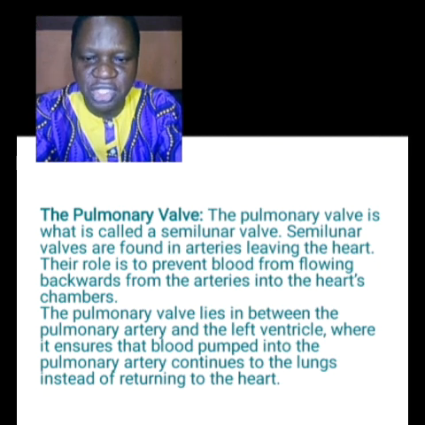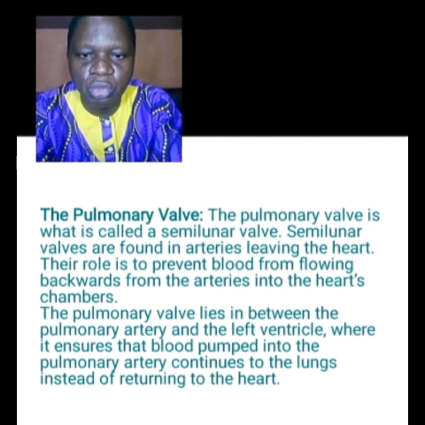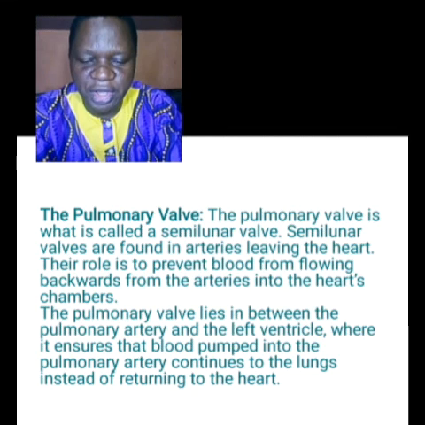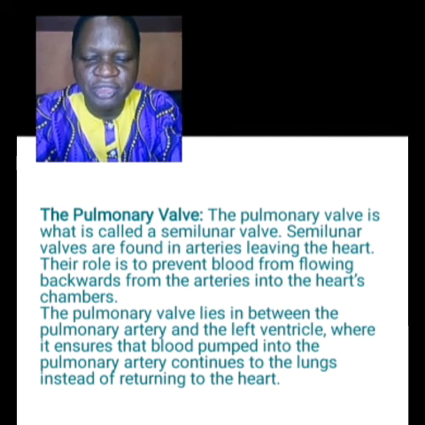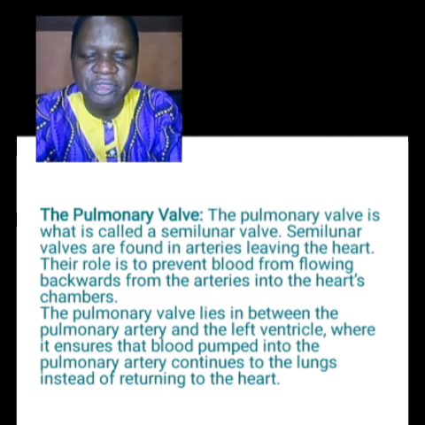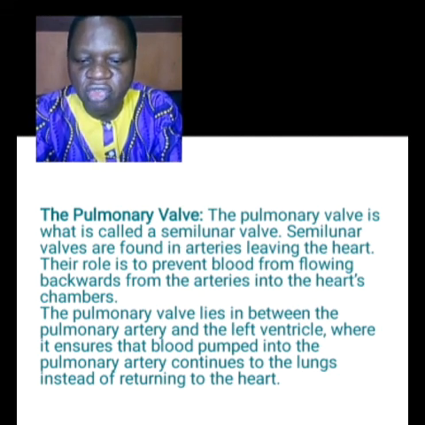So the pulmonary valve lies between the pulmonary artery and the right ventricle, and it ensures that blood that is pumped into the pulmonary artery continues into the lung for oxygenation instead of returning into the heart. That's the function of the pulmonary valve.